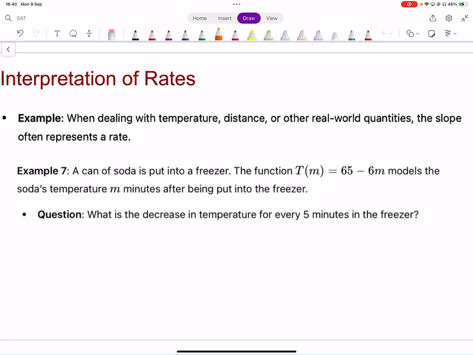Let's look at this example. A can of soda is put into a freezer. The function T models the soda's temperature m minutes after being put into the freezer. So T represents the temperature, M represents the time for which it has been in the freezer. What's the decrease in temperature for every 5 minutes in the freezer? Every 5 minutes.